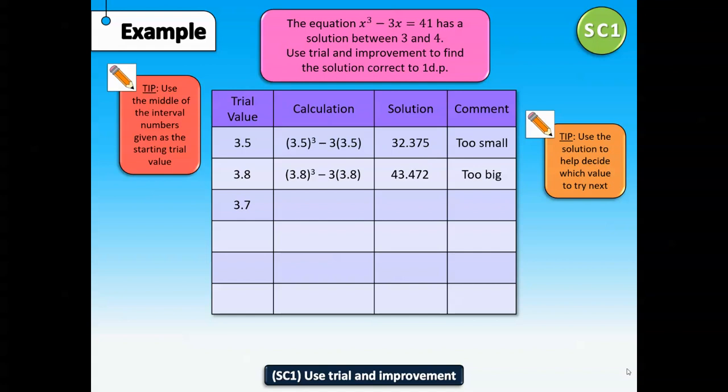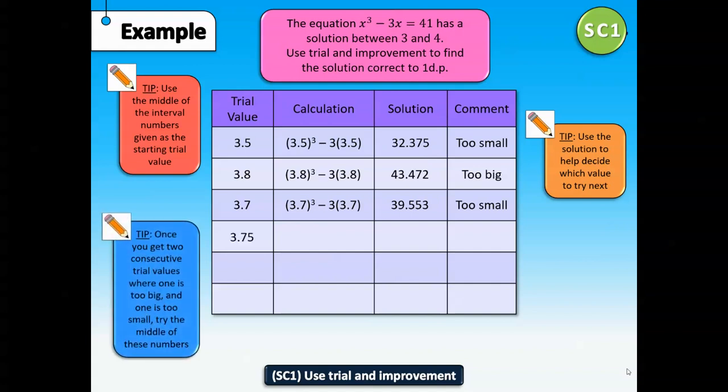So I substitute in 3.7, and I get an answer that's below 41. So this means 3.7 is too small. So my answer is in between 3.8 and 3.7. And I want to give my answer to one decimal place. So I need to find out whether it's closer to 3.8 or 3.7.